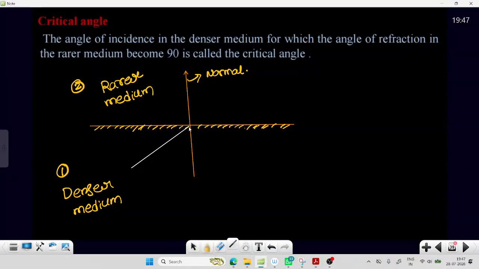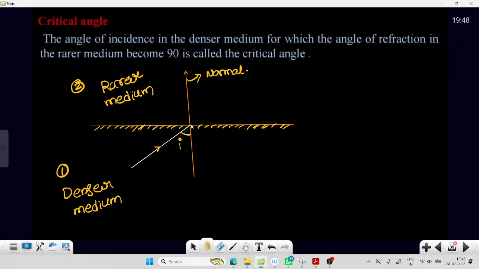It is incident now here, right? So this angle is I. Now tell me what happens. Light is moving from denser to rarer. What happens to the light ray? Which direction will it move now? Towards the normal or away from the normal? Sir, it will move away from the normal. Away from the normal. So this is the I we have drawn.